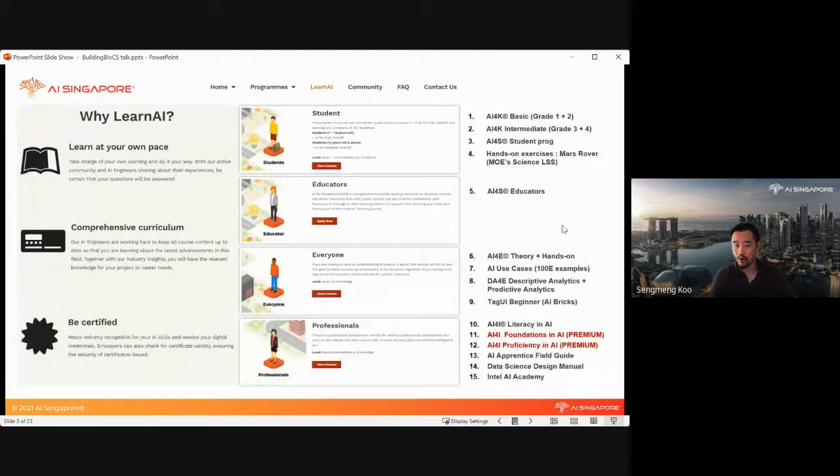Right now, I have about 15 learning resources that you can tap on within Learn AI. Piaw actually showed the Learn AI website already. You can see down there it's categorized into students, educators, everyone, and professionals as well. Everything inside here, except for the red one, are free resources. AI Singapore is not a training provider. The learning resources that we develop typically come from our own AI engineers. We are an engineering outfit. We are not educators, but 90% of our entire pillar are AI practitioners and engineers. We even have a couple of PhD scientists as well.